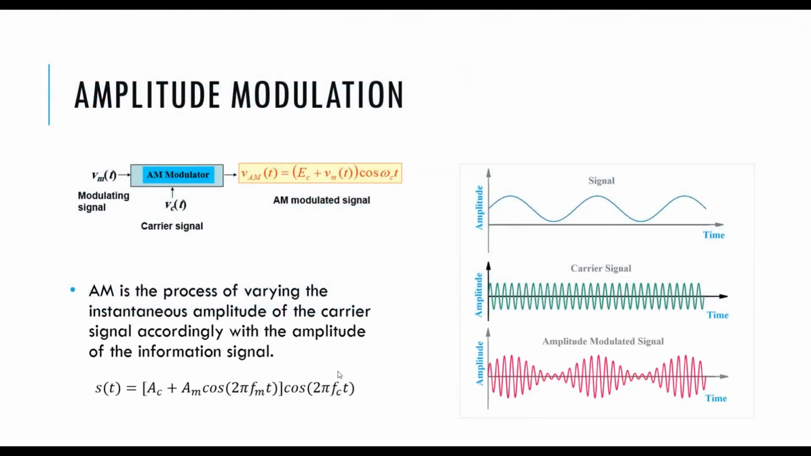Assuming our carrier signal is a monotone cosine signal, we can add our message signal into the amplitude of this carrier signal. If you see here, EC represents the amplitude of the carrier signal, and adding it to our message signal, VM, will ultimately result in a full AM modulated signal. This is what we call a full AM signal, and I'll go through the differences later on.